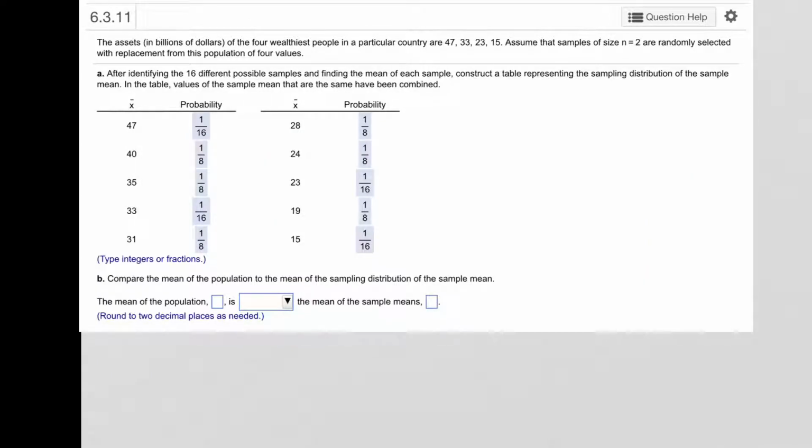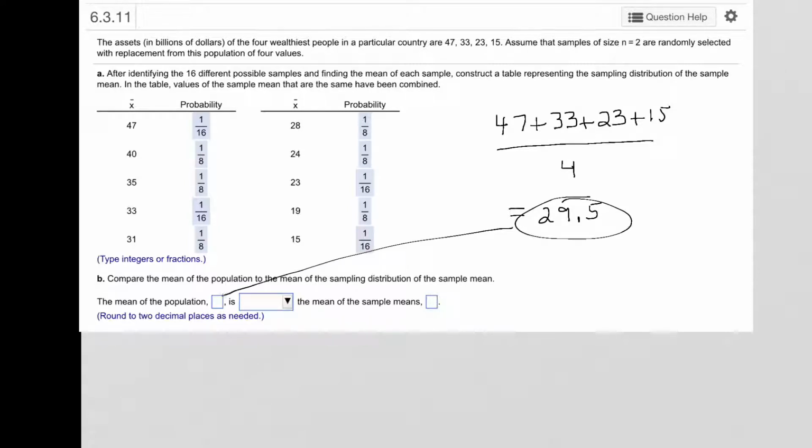Next, they ask us for the mean of the population. And the population is the set of values 47, 33, 23, and 15. So if I add those together and divide by 4, I get 29.5. So the mean of the population is 29.5.